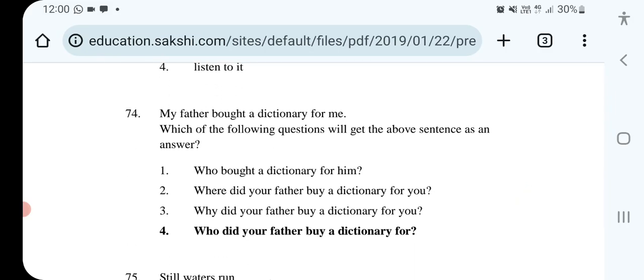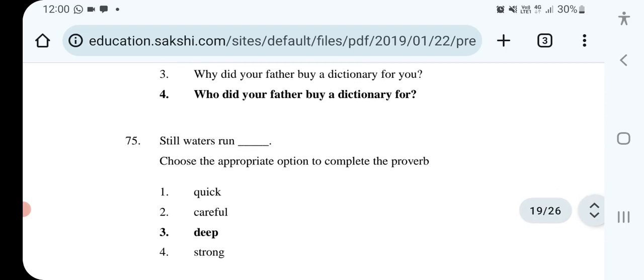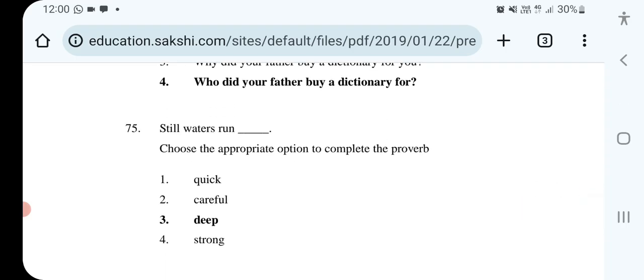My father bought a dictionary for me. Which of the following questions will get the above sentence as an answer? Who did your father buy a dictionary for? Still waters run deep.